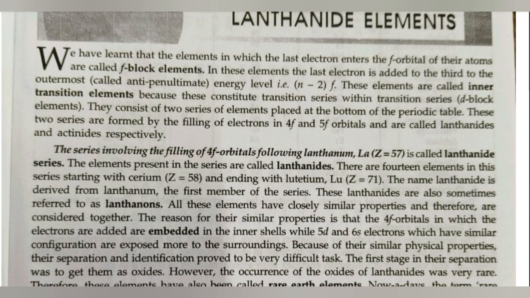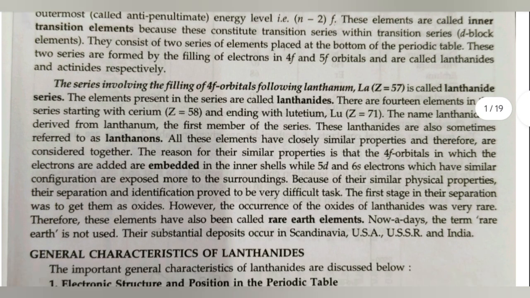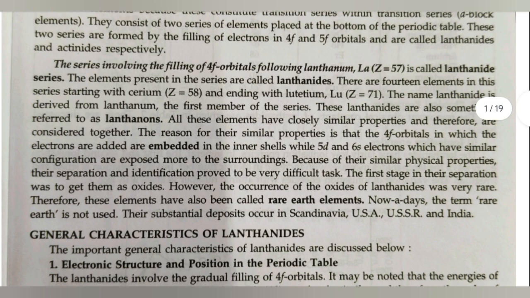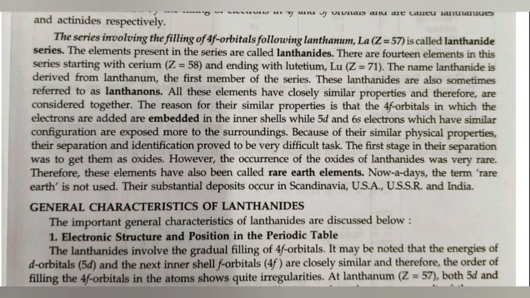Within the transition series, apart from the d-block elements, they consist of two series of elements placed at the bottom of the periodic table. These two series are formed by the filling of electrons in 4f and 5f orbitals and are called lanthanide and actinide respectively. The series involving the filling of the 4f orbital following the lanthanum element is called the lanthanide series. The elements present in the series are called lanthanides.